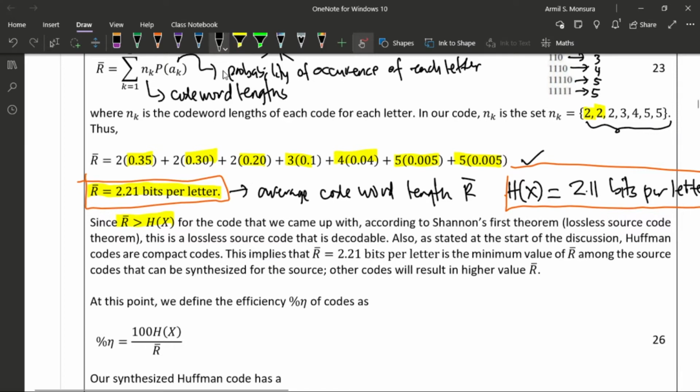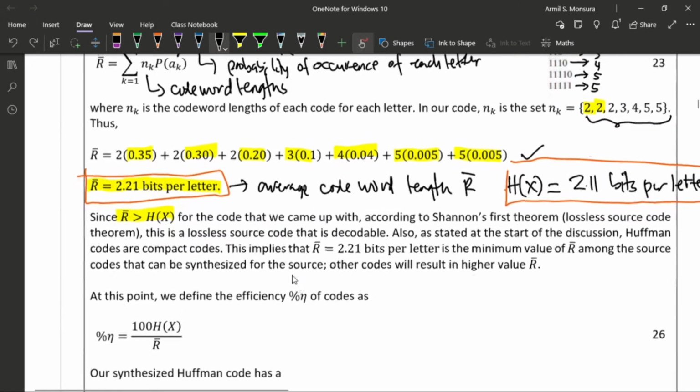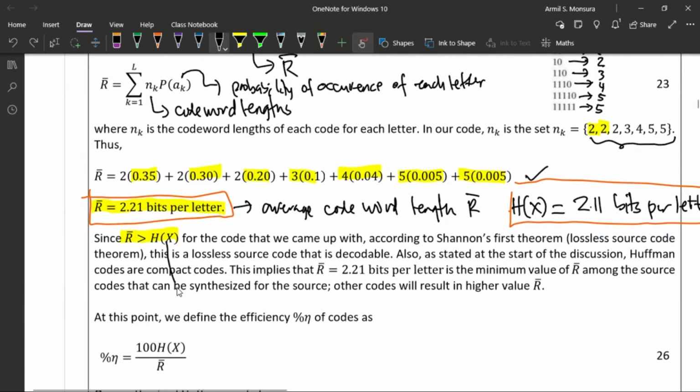Again, this condition is actually set by the lossless source coding theorem, which we discussed in the previous lesson. So in that case, the code that we were able to design, the Huffman code that we were able to synthesize, is a lossless source code that is decodable because it satisfies the condition set forth by the lossless source coding theorem.